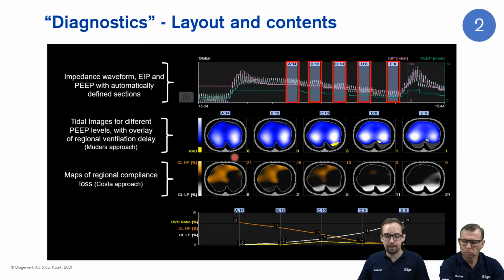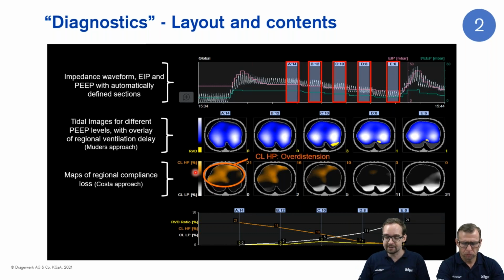So at a PEEP of 14, yes, the lung seems to be completely open, but it comes at a price, and it is a significant amount of overdistension. So one strategy now could be we recruit the lung. Now we find the best compromise.